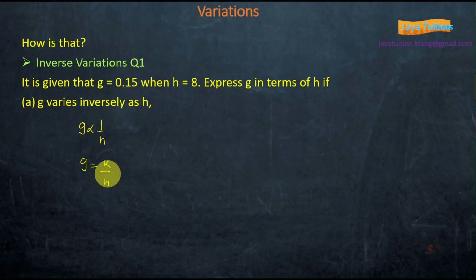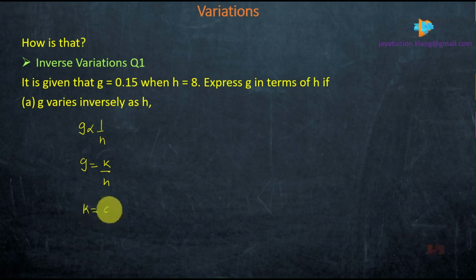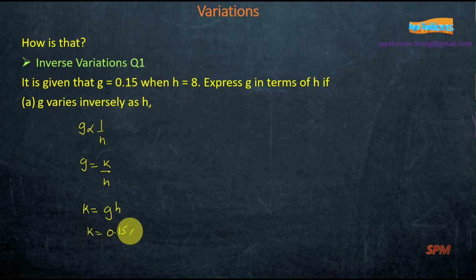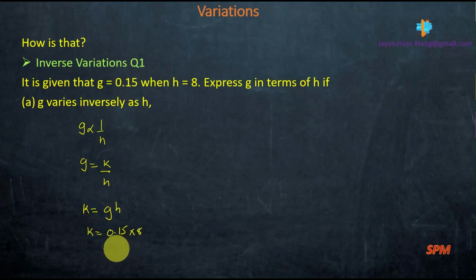As usual, we have to find the value of k. The value of k becomes equal to g times h. g is given 0.15, h is 8. So the value of k becomes equal to 0.15 times 8. We can calculate this value. 0.15 multiplied by 8 gives the value of 1.2. So k comes out to be equal to 1.2.